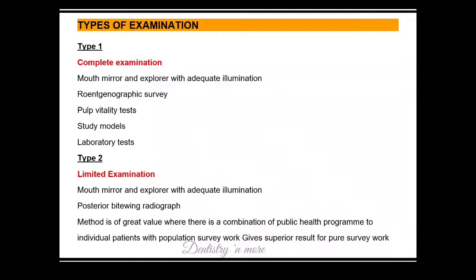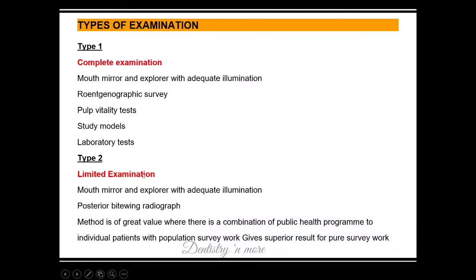Now we have another question, that is types of examination. So this is types of oral examination. We have 4 types, type 1 to 4. Type 1 is complete examination. It can be done at a college, it can be done at a clinic, where we have everything, that is mouth mirror, radiography, pulp vitality test, study models, laboratory test, everything is readily available.